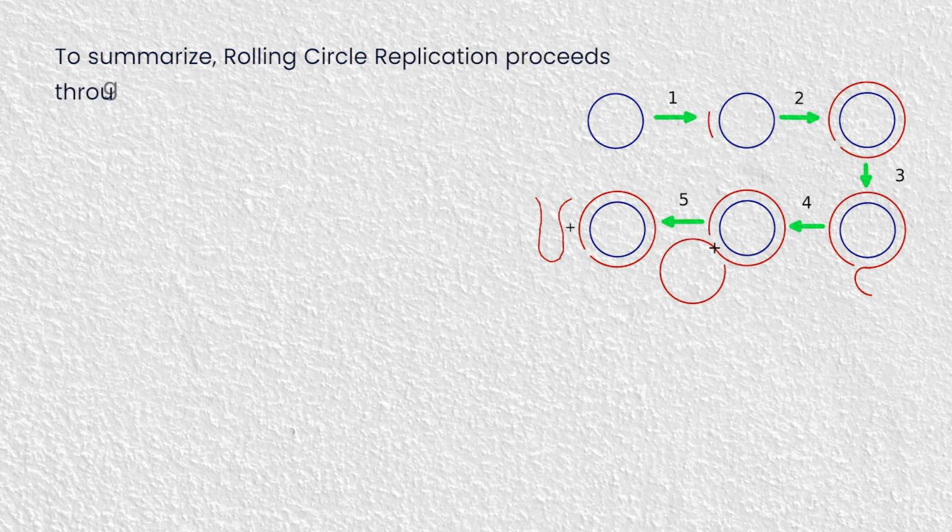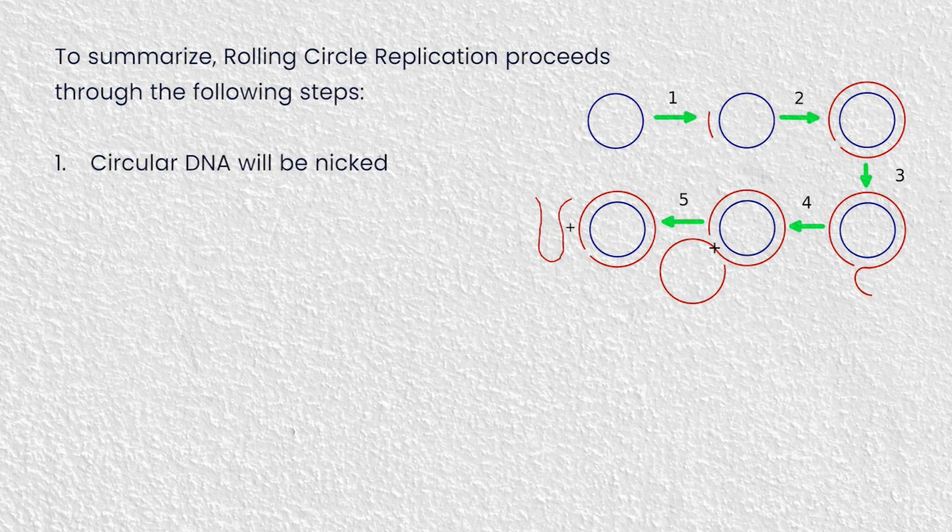To summarize, rolling circle replication proceeds through the following steps. First one is the circular DNA will be nicked.